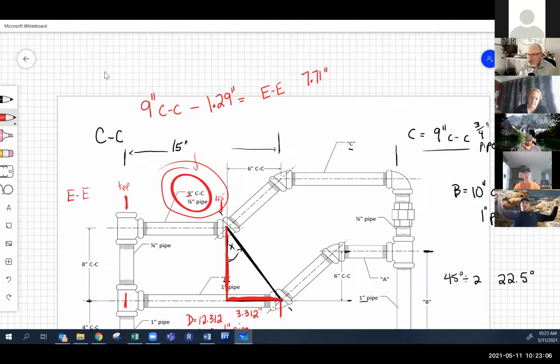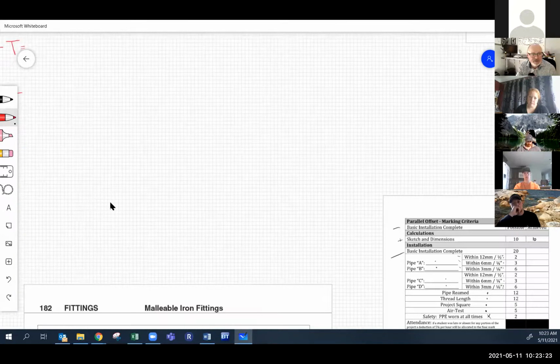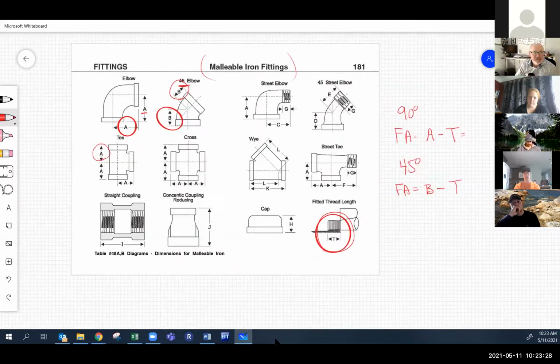For finding the end to end there, do you always minus off that 0.5, or whatever the thread engagement would be? That is correct. Yeah, so for all you take fittings, whatever the fitting is, I'll go back to that table. Whatever fitting it is, you will find out what this letter is, and then you minus off your thread length. And that's how you do that.